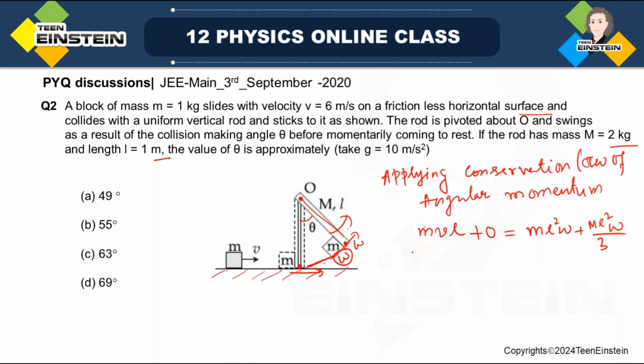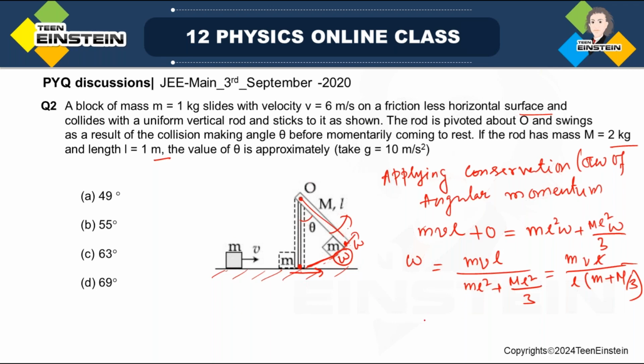So mvl divided by, see, this is ml square plus ml square by 3. If I do a little bit of simplification, so mvl, I can just strike 1 from here. So this will be L, this will be small m plus capital M by 3. Right? This is fine.